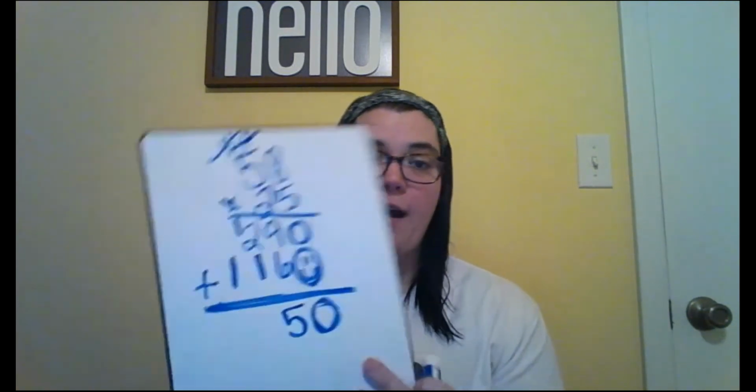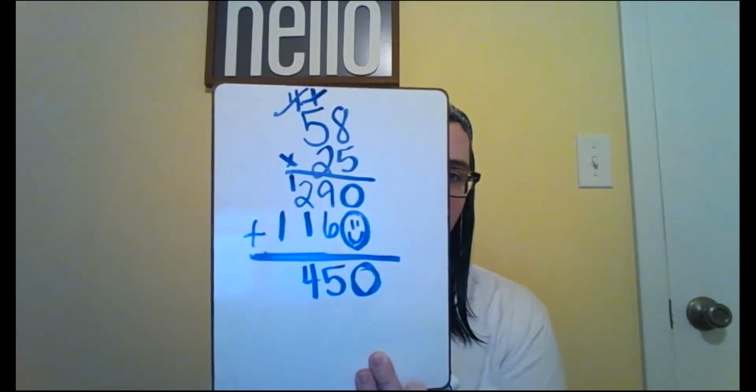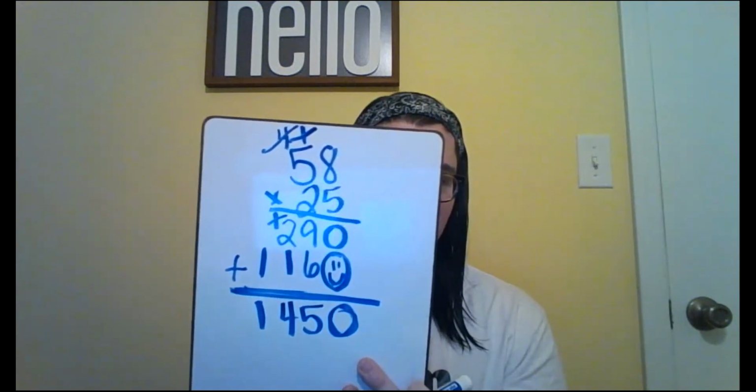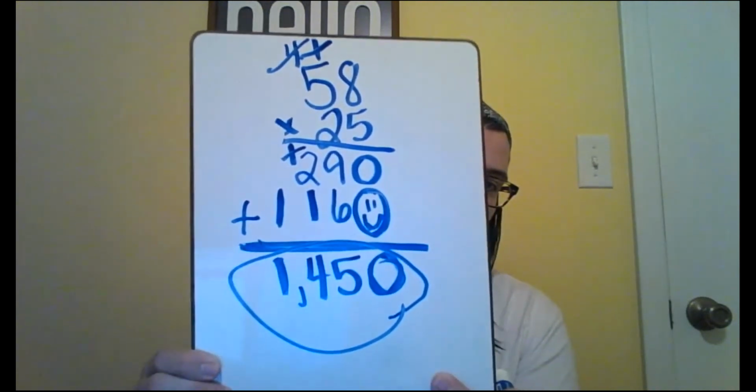15, so we put that 5, carry that 1. 1 plus 2 is 3, plus another 1 is 4. So I put my 4 there. And then on this last row, I'm going to mark off that 1 that I used. I'm going to bring down the 1 on the next one. So your total answer for 58 times 25 is 1,450.